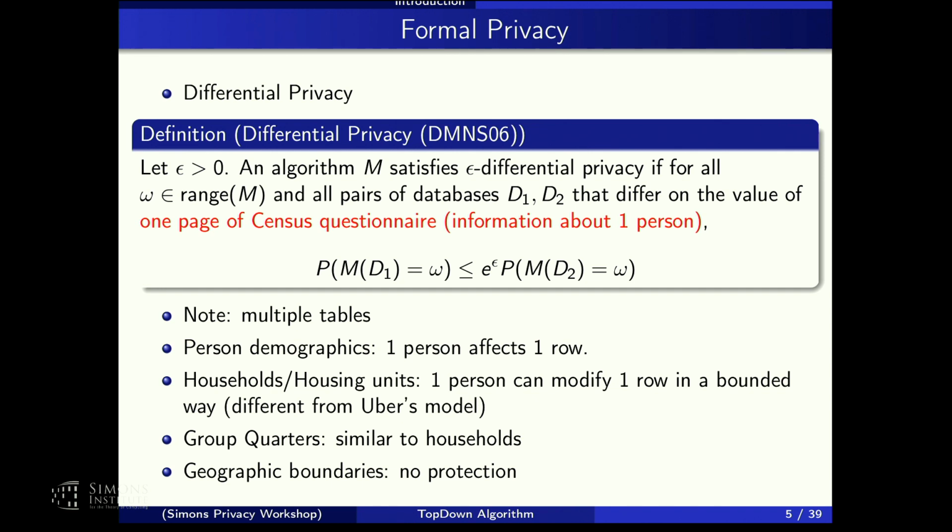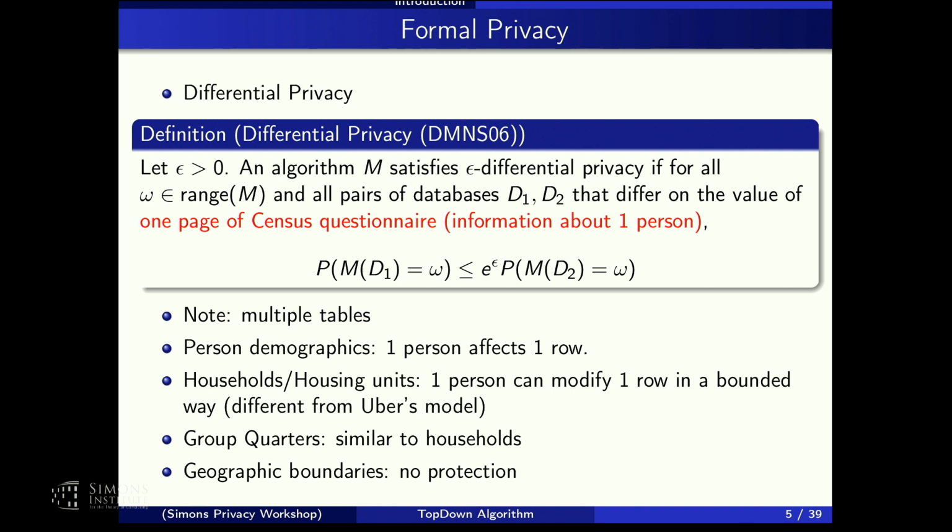Some things to note about this definition. We actually have multiple tables: a persons level table, a households level table, a group quarters table, and a geographic boundaries table. The persons table is demographics about each person. One person affects one row. So if they change their census questionnaire, they change that row.